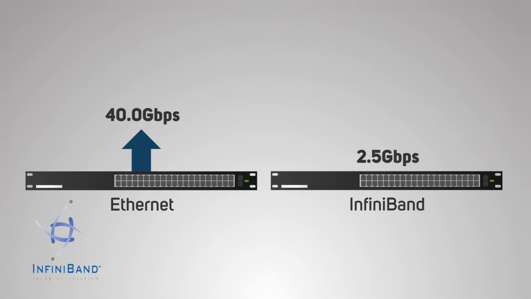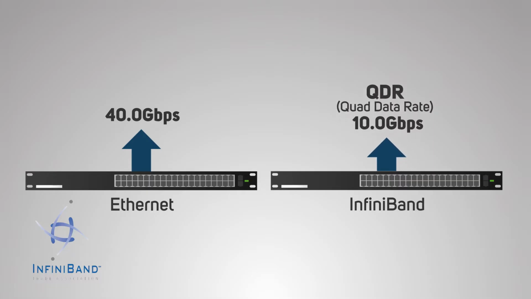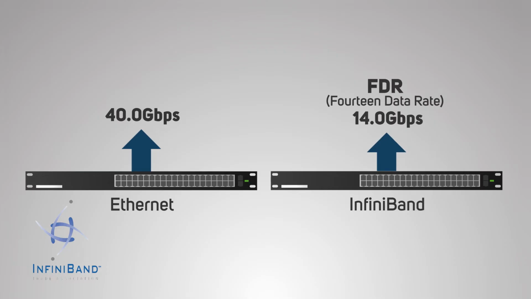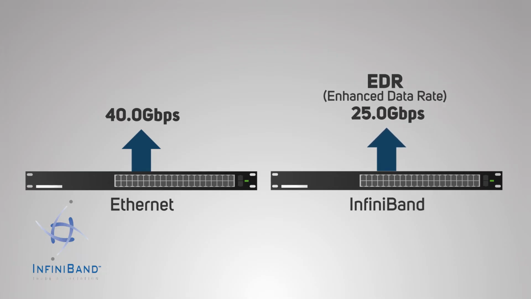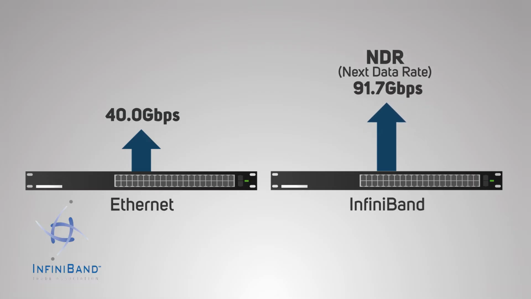Like Ethernet, there have been several generations of InfiniBand, starting with SDR, standing for Single Data Rate, providing 2.5 gigabits per second. This has since been superseded by Dual Data Rate, or DDR, at 5 gigabits per second. Then we've got Quad Data Rate, or QDR, at 10 gigabits per second, FDR (14 data rate) at 14 gigabits per second, enhanced data rate EDR at 25 gigabits per second, high data rate or HDR at 50 gigabits per second, and the latest next data rate or NDR at 100 gigabits per second.